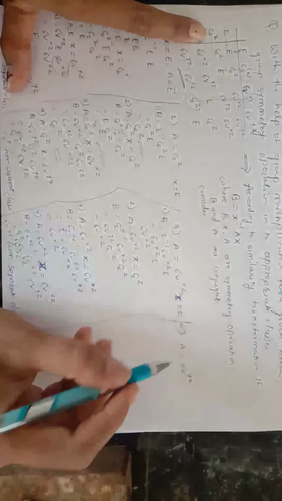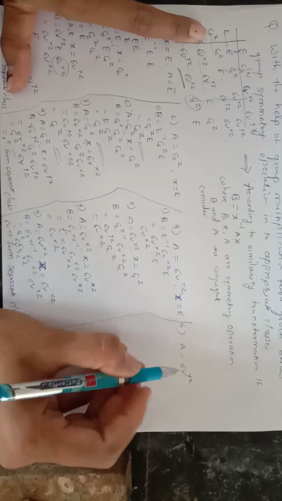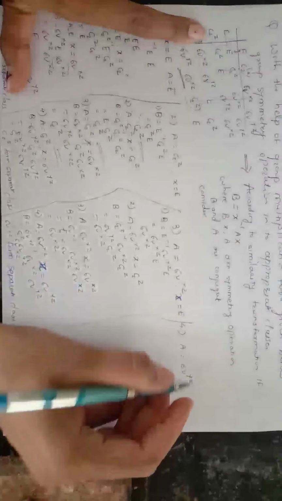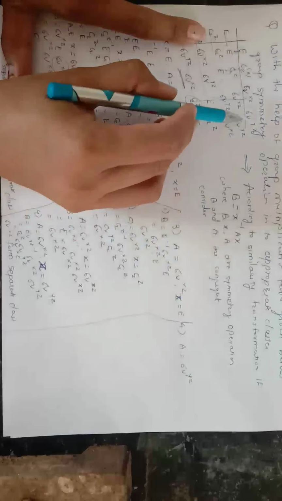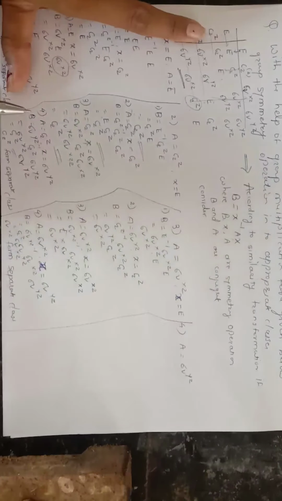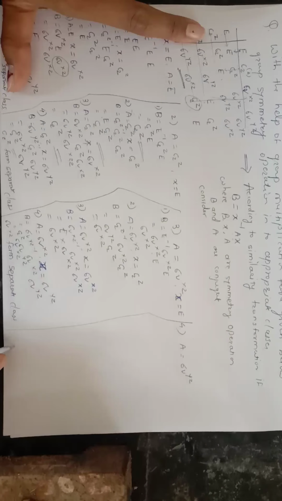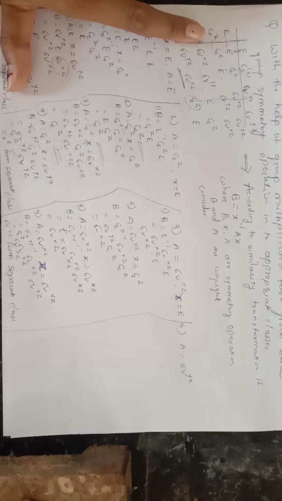The last calculation is again the same. You take the constant A is equal to sigma V YZ in all calculations, and you just change the values of X. In the first calculation, X is equal to E. In the second, X is equal to C2Z. In the third, X is equal to sigma V XZ. In the fourth, sigma V YZ. Okay, and the answer is sigma V YZ again forms a separate class.